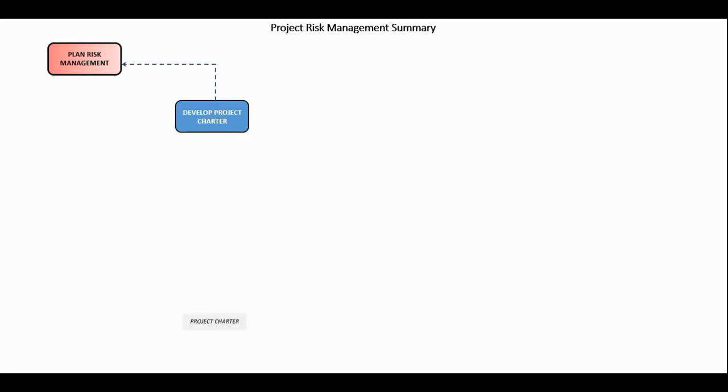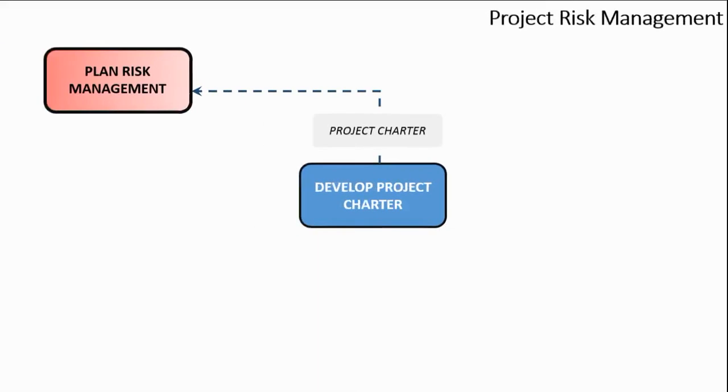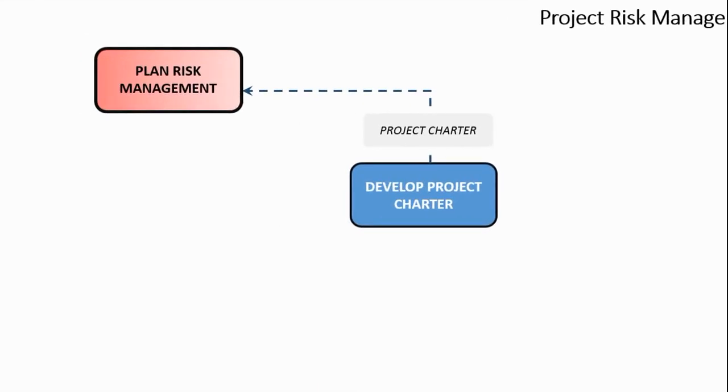Now let's look at how the relationships are formed between Develop Project Charter and Plan Risk Management. This is becoming extremely repetitive. You've seen it in time, cost, and scope, and now you're seeing it in risk. The Develop Project Charter process feeds the Plan Risk Management process with the project charter, as you can see from this relationship. This is a recurring theme across time, cost, scope, and now risk.